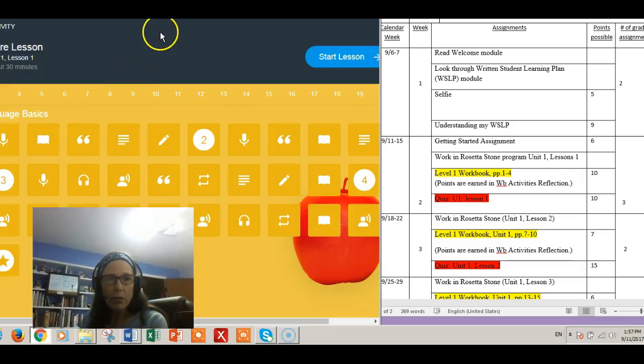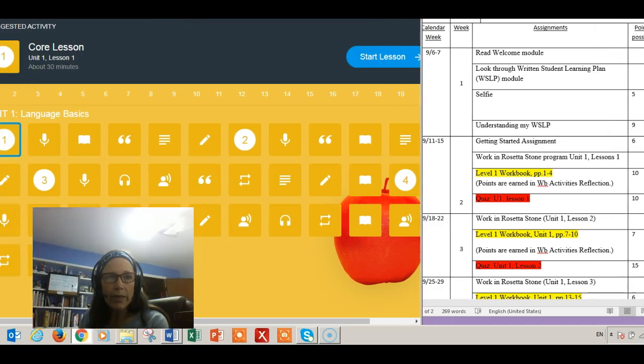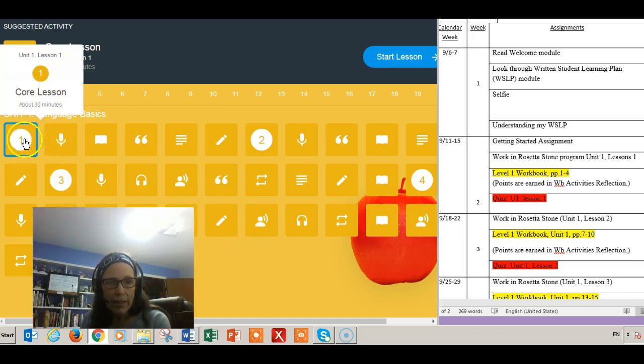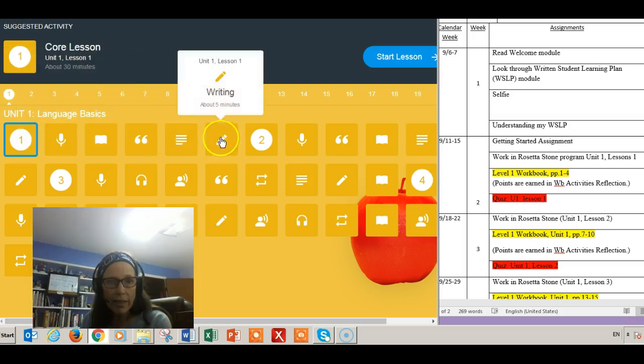Okay, so I'm going to pull this over a little bit so you can see that this is Unit 1. There are 20 units altogether in Rosetta Stone. And Spanish per semester is 3 units. So the first semester of Spanish 1.1 is units 1, 2, and 3. So these are all the lessons in lesson 1.